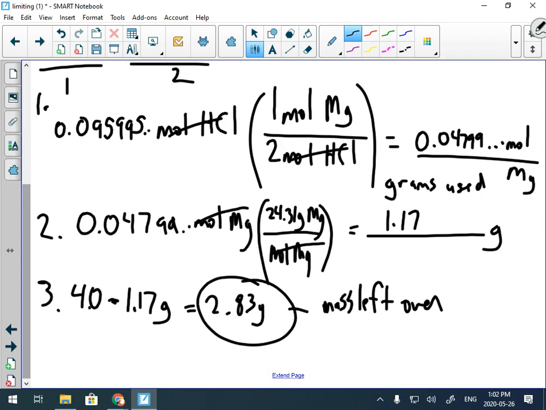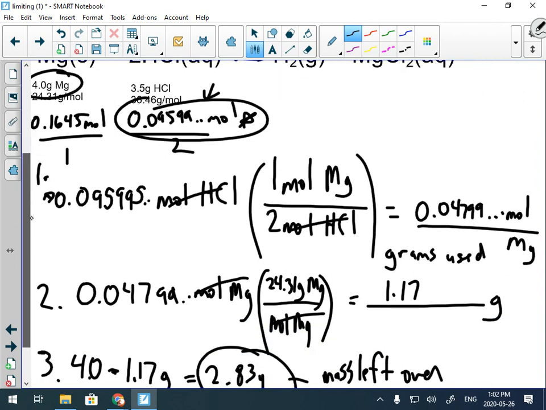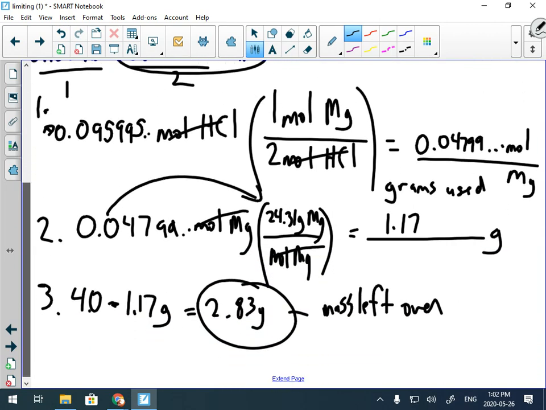So there's 3 steps that go into finding mass left over, and you need to understand how you get to the limiting, and you need to use the moles of the limiting, times it by the mole ratio, and then take those moles, times it by the molar mass of the excess, and then subtract from the starting mass of the excess.